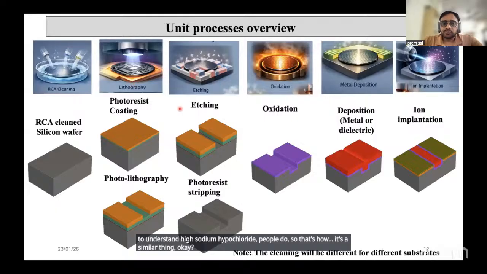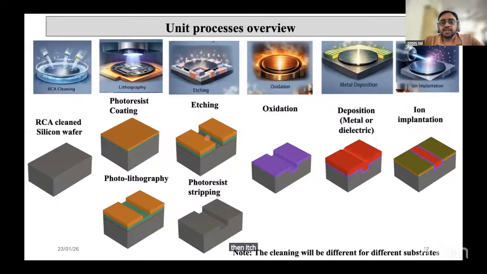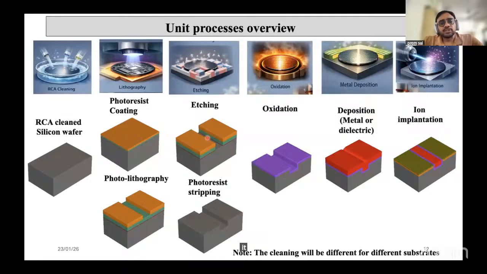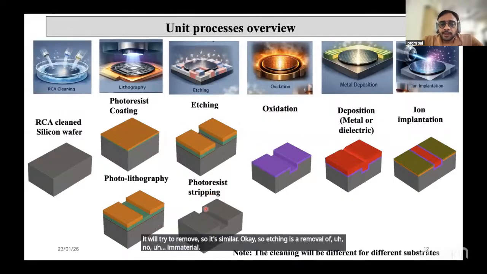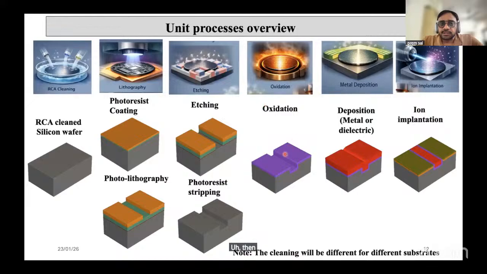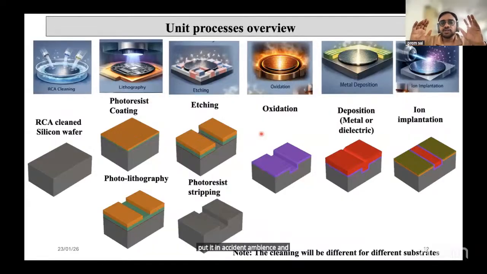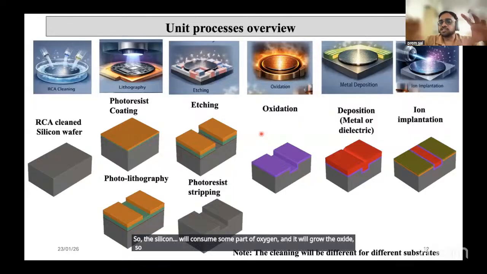Then etching is selective, like if acid falls on our skin, it will try to remove. So it's similar. Etching is the removal of a material. Then there is oxidation. You take the silicon wafer, put it in oxygen ambience, and increase the temperature. The silicon will consume some oxygen and grow the oxide. Simple, the name itself suggests that.